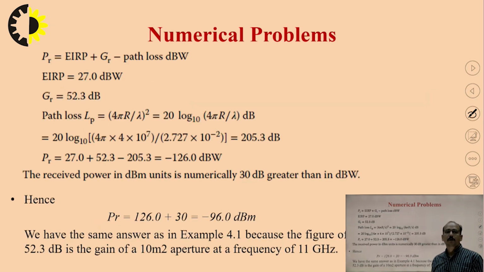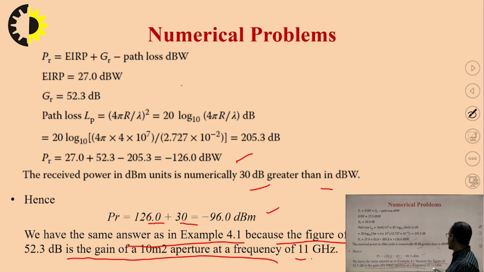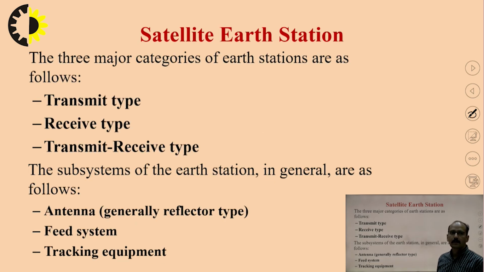In the same case for the second part, the path loss and these values are the same here, but PR is equal to minus 126 plus 30, that is minus 96. You can see that in the previous example the value is also minus 96. We have the same answer because the figure of 52.3 dB is the gain of the 10 meter reflector at 11 gigahertz, meaning the antenna aperture is the same in both cases. So that is about the numerical problems.